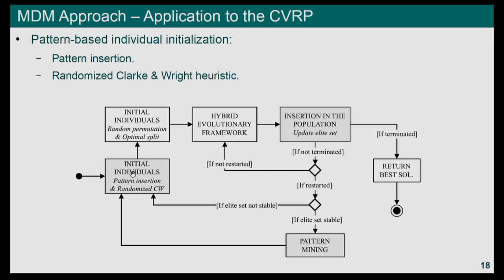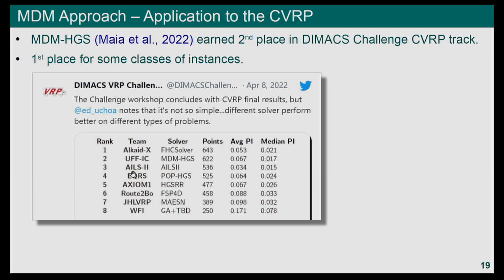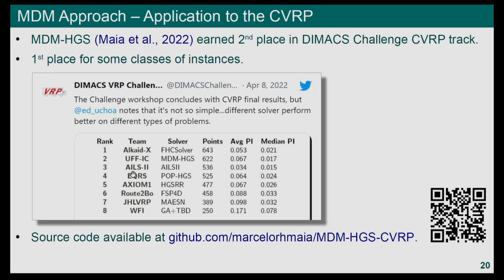This method earned the second place in the CVRP track of the DIMACS challenge, and first place for some classes. The results were very tight, and these were very good results, I think. And the source code is also available at my GitHub.